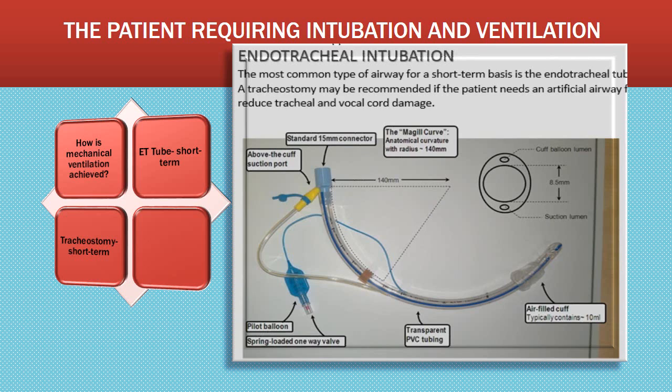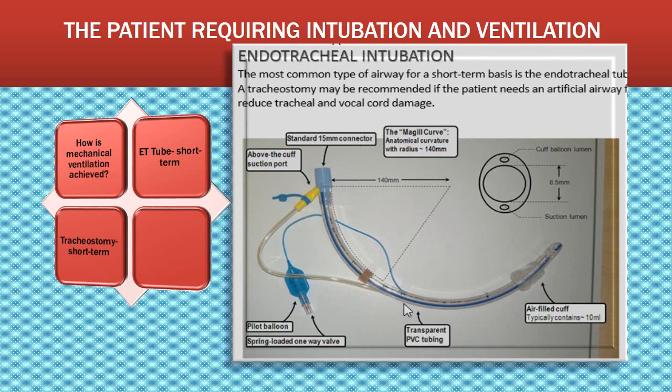How is mechanical ventilation achieved? The most common type of airway for short-term basis is the endotracheal tube. A tracheostomy may be recommended for a patient that needs an artificial airway for longer than 10 to 14 days to make sure that we reduce tracheal and vocal cord damage from an ET tube. But if it's short term, they're going to put in an ET tube.